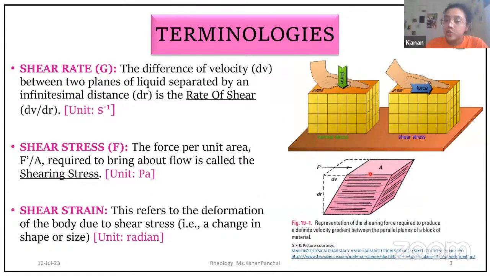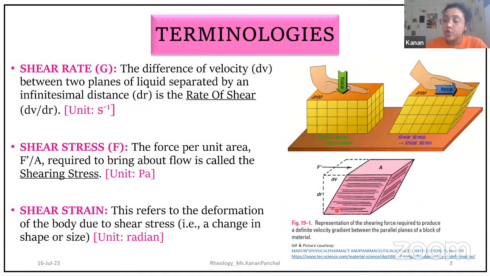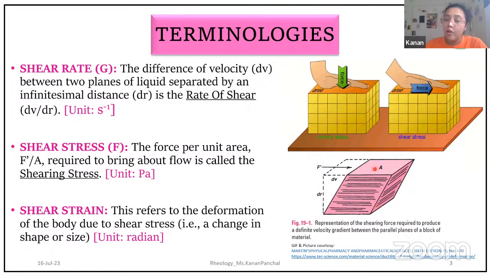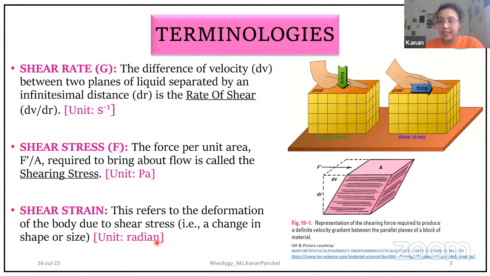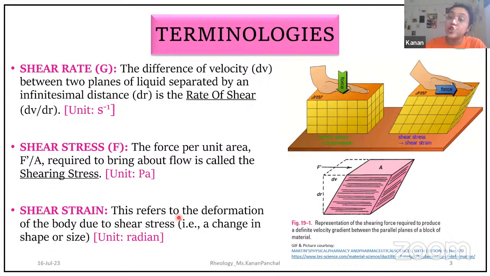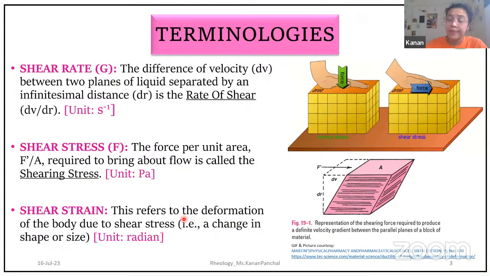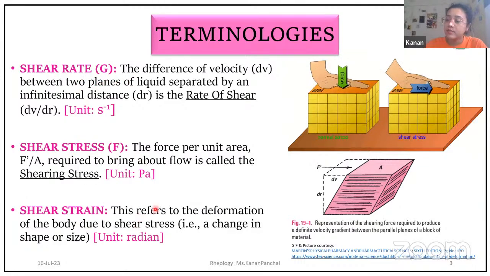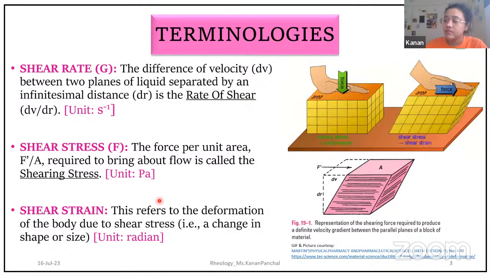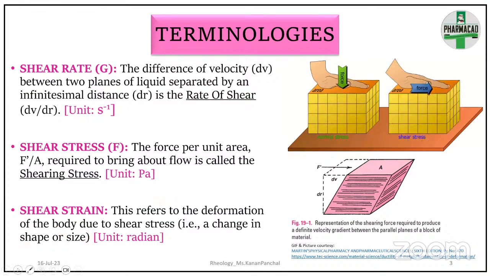And ये जो deformation हो रहा है, मतलब जो cube से rhomboid बन रहा है, that deformation or the change in shape or size, that is called shear strain, and that is measured in radians. So shear strain is a geometric property. I hope you all are writing it down as I'm saying things. Yeah. So this is a geometric property. So समझा सबको what is shear rate, shear stress and strain? Yes. Okay, good.